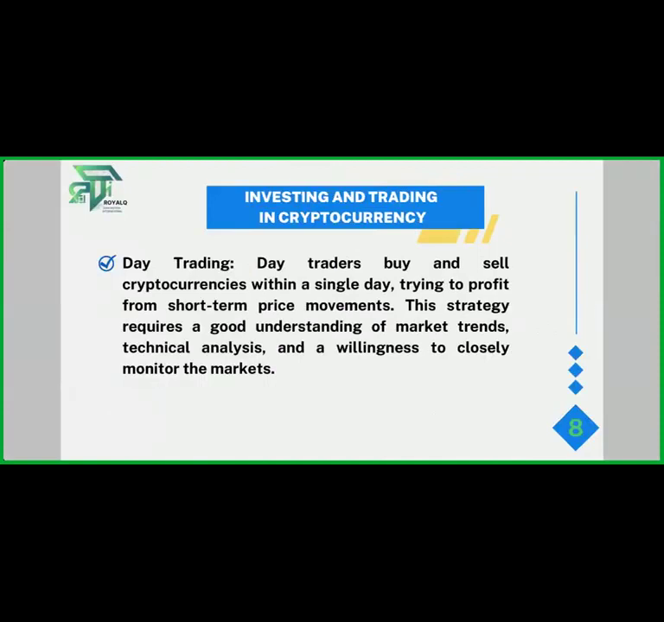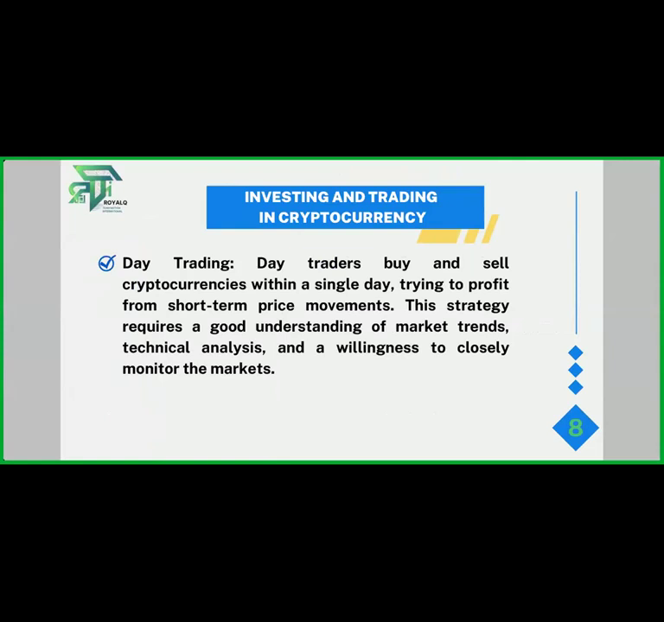Now, the next way you can make money in cryptocurrency is by day trading. And this day trading is done by who? Day traders. Now, who is a day trader? Day traders are those that have extensive knowledge and understanding of the market. They know when to trade, when not to trade, when to get involved in the market, and when not to as well.